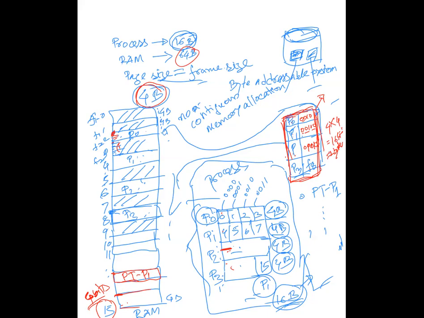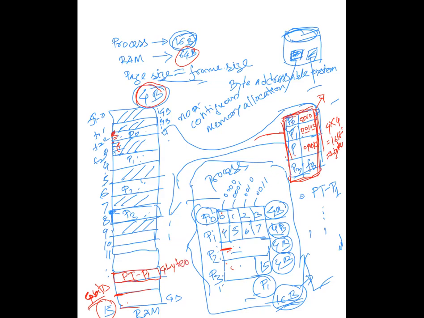Now your operating system allocates the memory for this page table inside a frame, but this frame size is 4 bytes. You already know this.